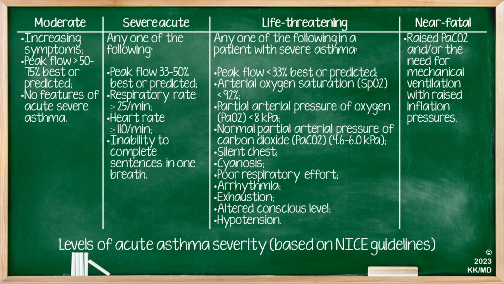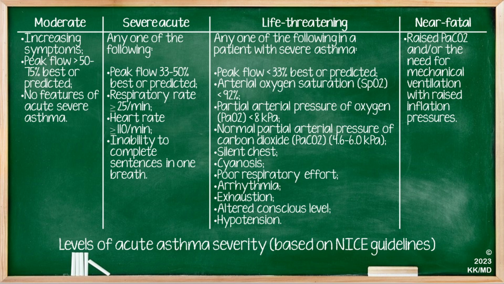So, for moderate asthma, you will have increasing symptomatology. Your peak flow will be between 50 and 75% of your predicted best, and you won't have any other features that would put you in any of the other three categories, which include severe acute, life-threatening, and near-fatal asthma.